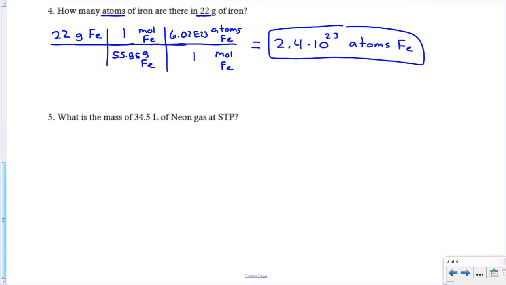For problem number 5, it says, what is the mass of 34.5 liters of neon? So in this one, we are going from volume to mass. First we have to go from volume to moles, and then from moles to mass, because there's not a direct conversion factor from volume to mass. All right, so we start here. 34.5 liters of neon, that's liters of Ne.